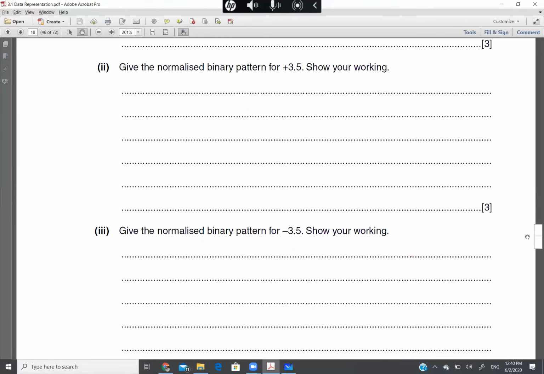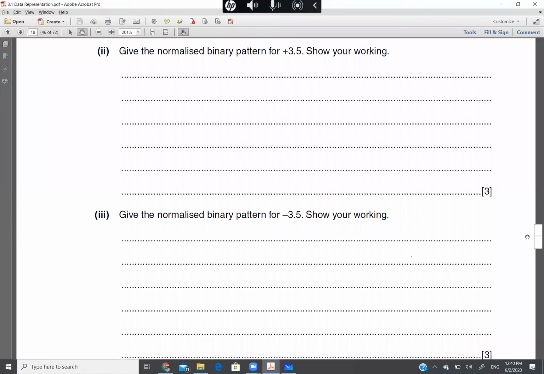ऐसे सारे बच्चों को पता चल जाएगा कि सबको समझ में आ रहा है नहीं आ रहा. ठीक है. Forget about the normalization part. ये हम अभी नहीं करें. Just convert 3.5 for me. The positive one. And meanwhile, we move to the normalization after that.